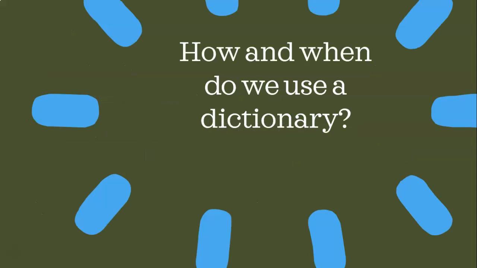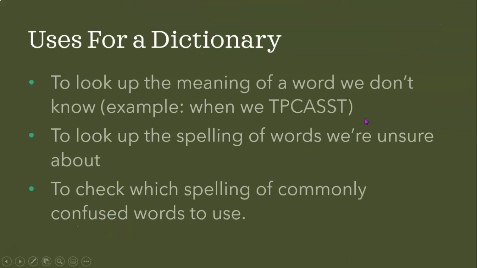Okay, so how and when do we use a dictionary? On our STAR test this year, there are going to be 3 main times that we need to use a dictionary. When we are looking up the meaning of a word we don't know, for instance, if you're TP casting a poem and there's a vocab word that you don't know, you have to look up the meaning of that word before you can do your paraphrase.